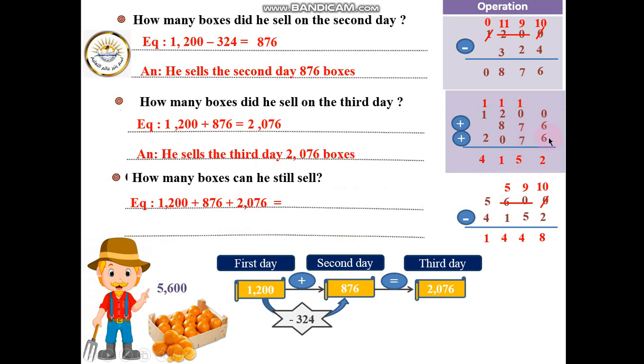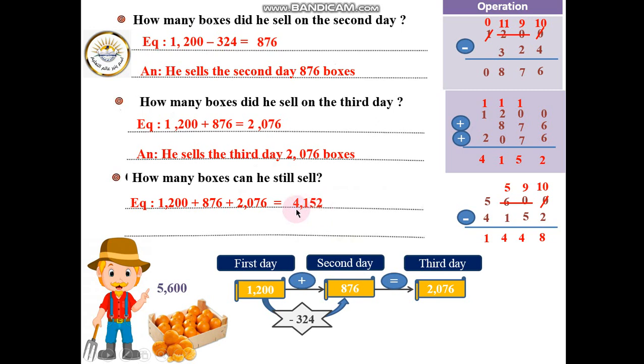6 plus 6 plus 0 is 12. 2, I carry 1. 7 plus 7 plus 1 is 15. 5, I carry 1. 8 plus 2 plus 1 is 11. 1, I carry 1. So 2 plus 1 plus 1 is 4. So the answer is 4,152 boxes. So he did sell on the 3 days 4,152 boxes.